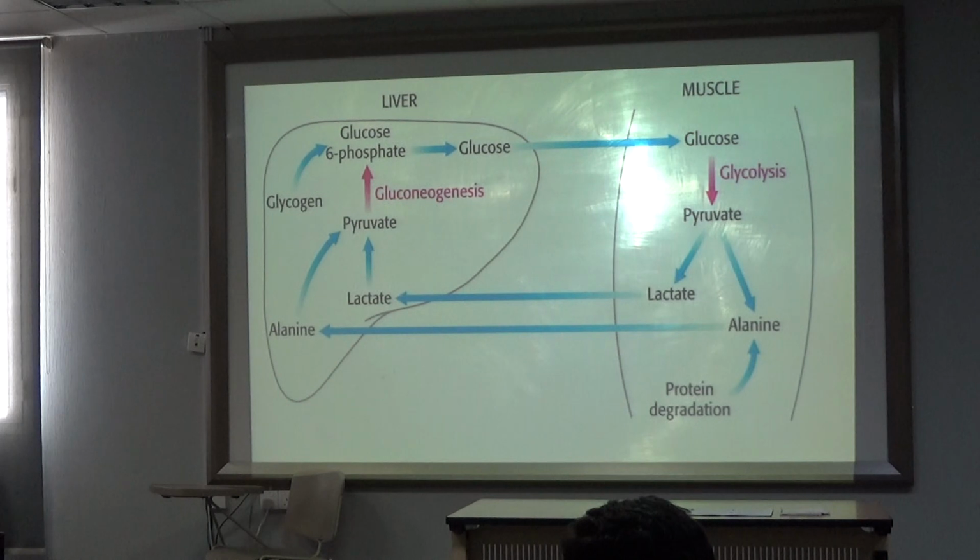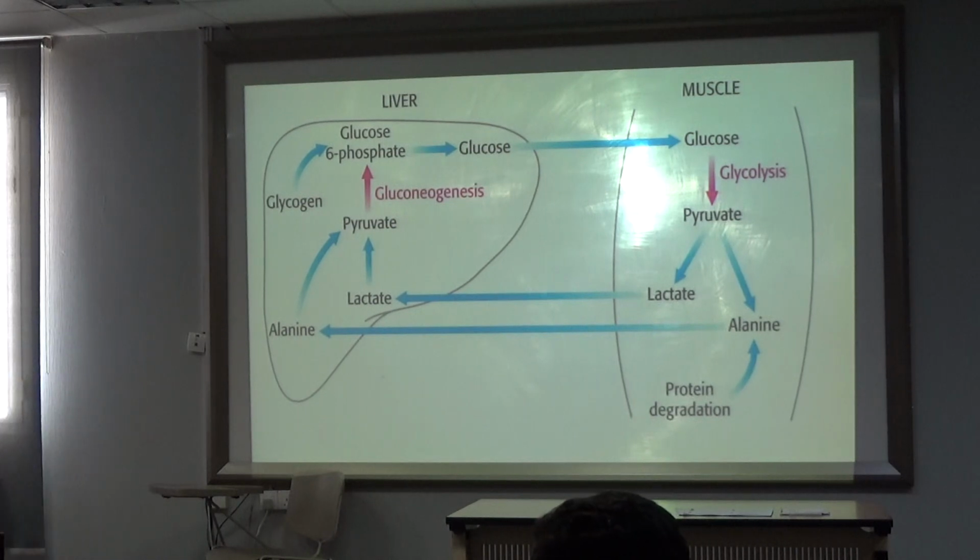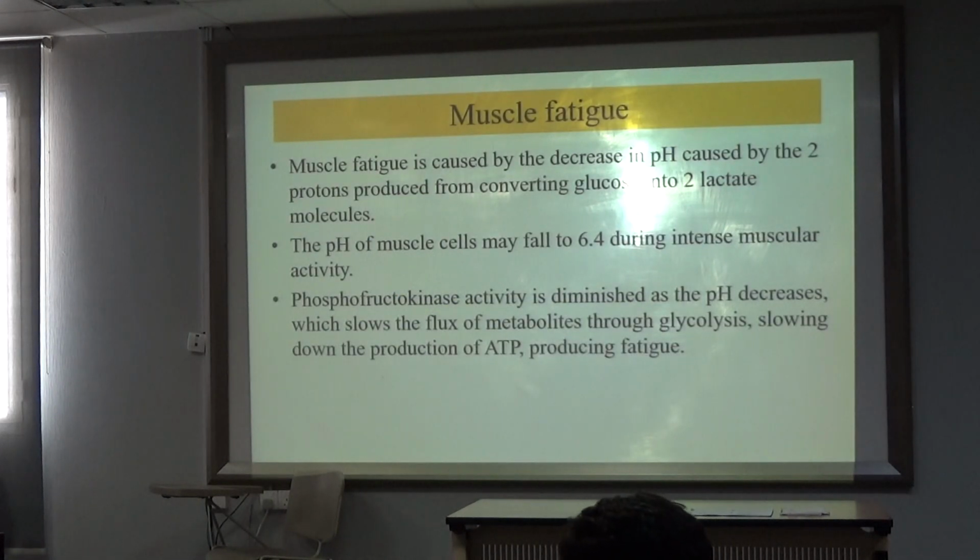This cycle is called Cori's cycle, where the muscle makes lactate, lactate comes out and goes to the liver, in the liver it is again converted into glucose, and comes back to the muscle, and the cycle is continuous. And this is the muscle fatigue mechanism.